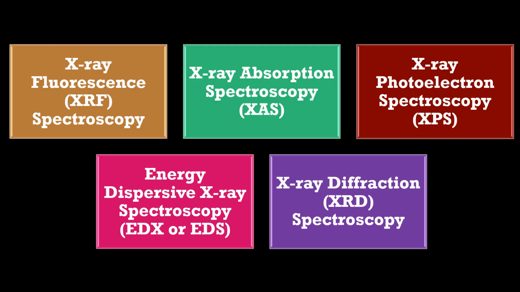X-ray spectroscopy is a technique used to determine the elemental composition, chemical state, and electronic structure of materials by measuring the interaction of X-rays with matter. There are 5 types of X-ray spectroscopy.